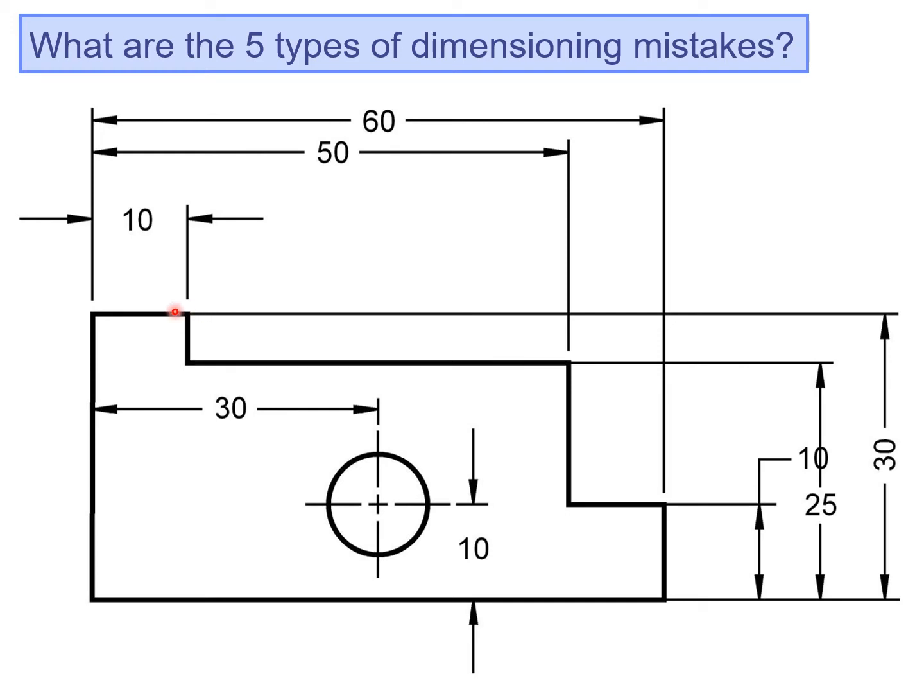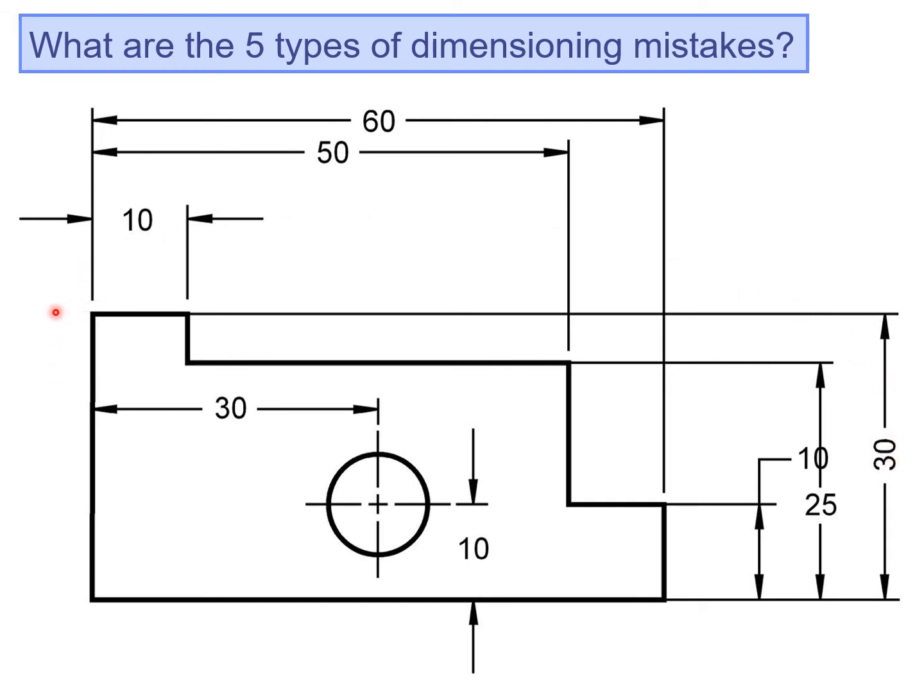Notice this one, there's no gap. So this extension line, there should be a gap here. Now notice this is one long extension line. We can actually place the 30 over here on this side to have a short extension line.